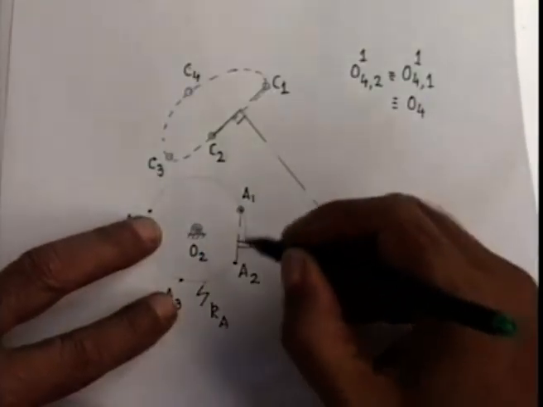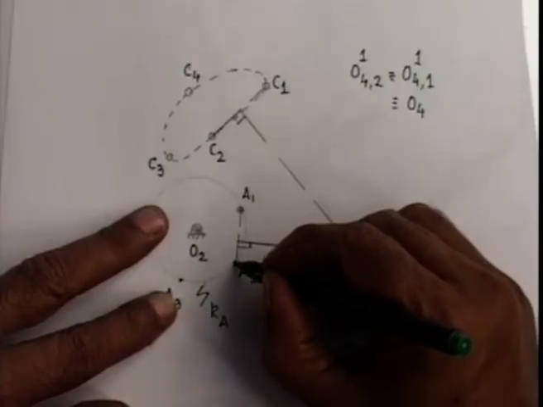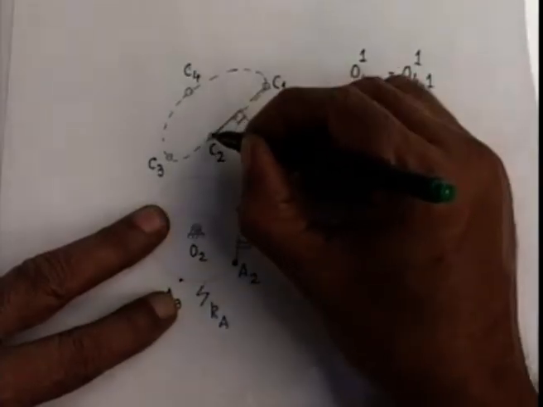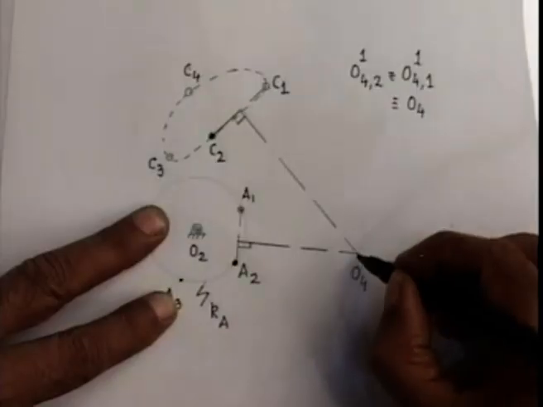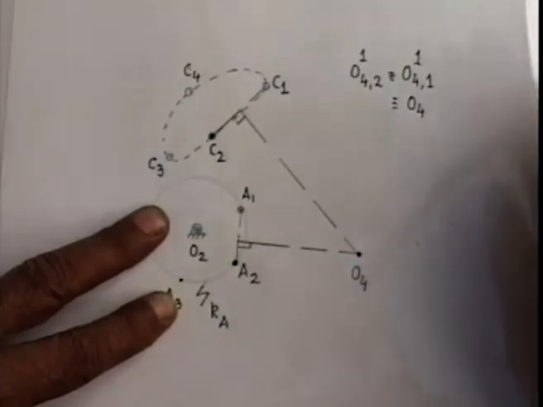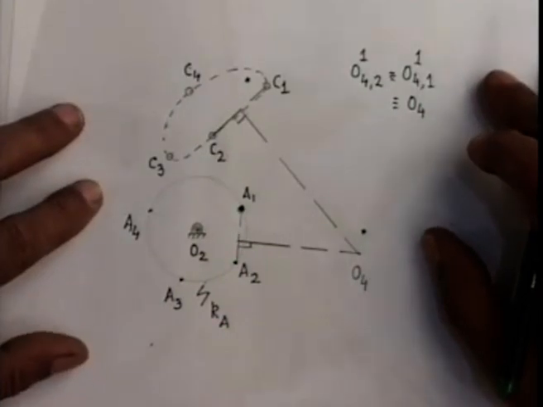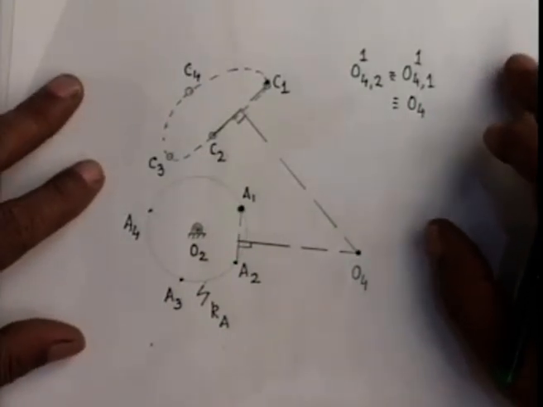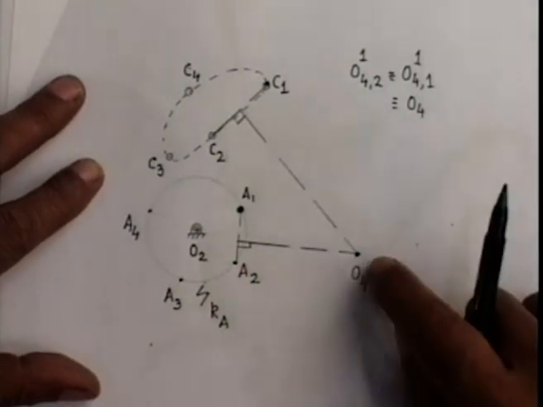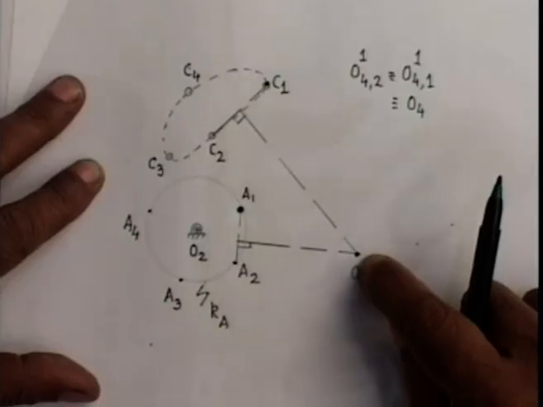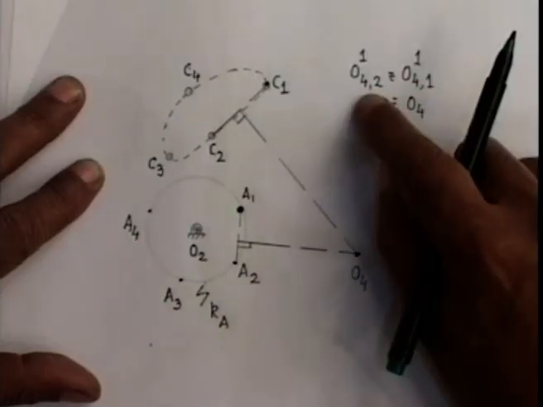Let me mark these 2 points, namely A2, C2 and O4. Now, if I invert it on the first position, that A1 and C1, A2 goes to A1 and C2 goes to C1, as we see that the O4 does not move and gives me the location of O4,2,1.